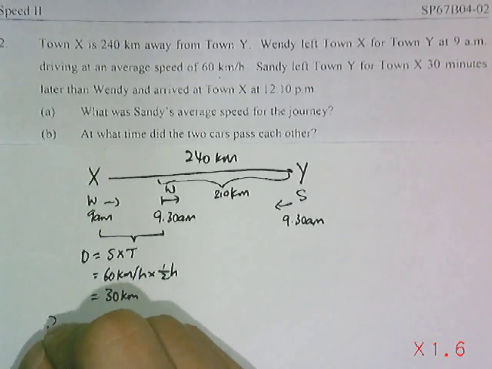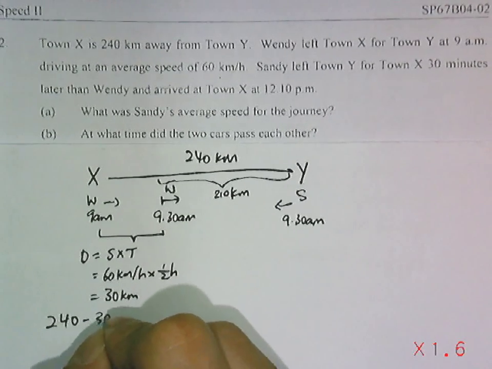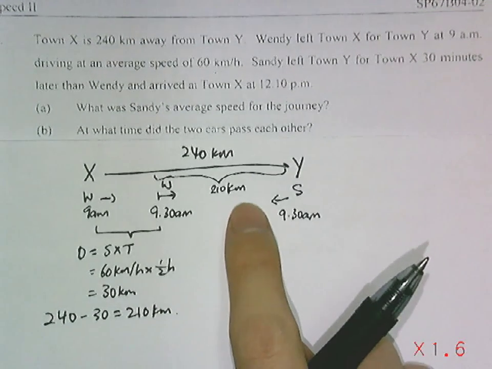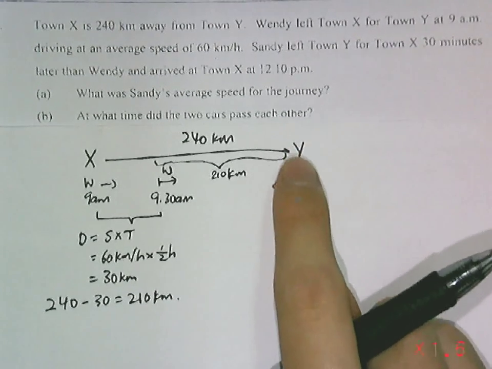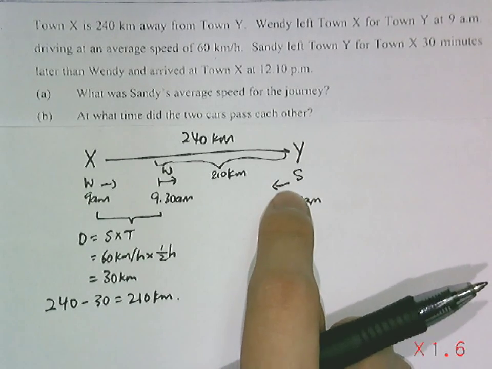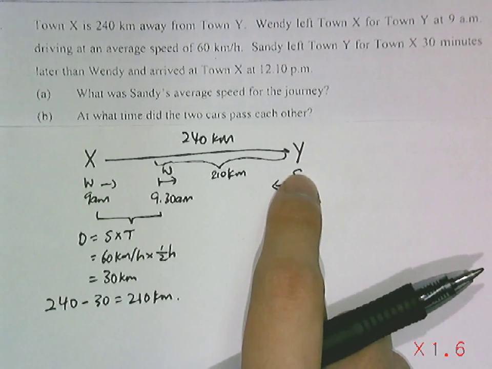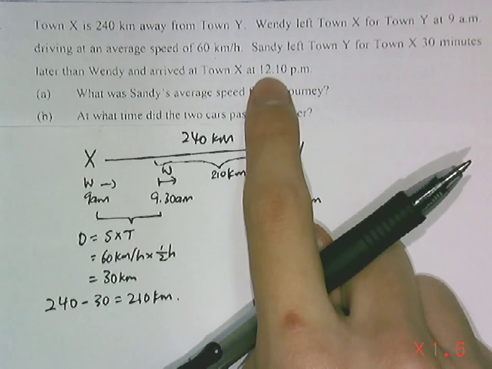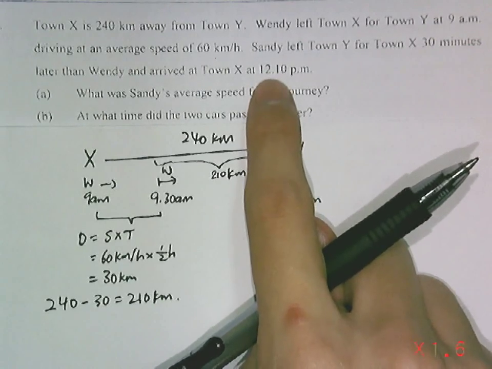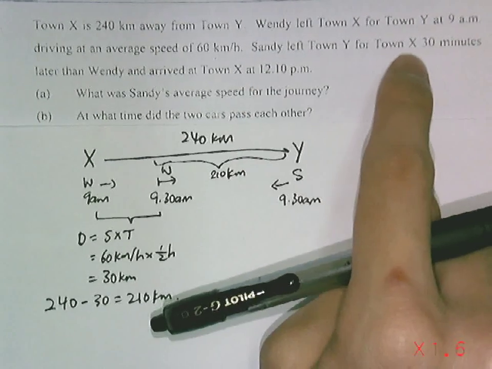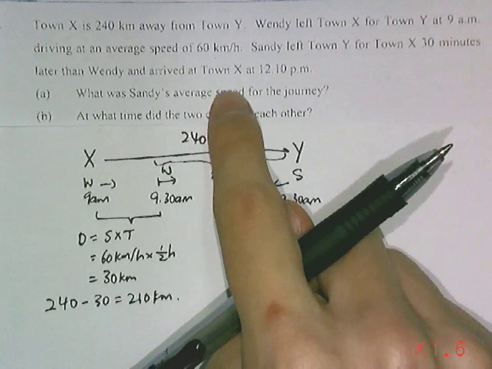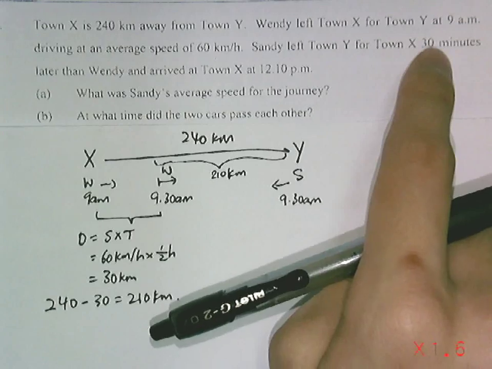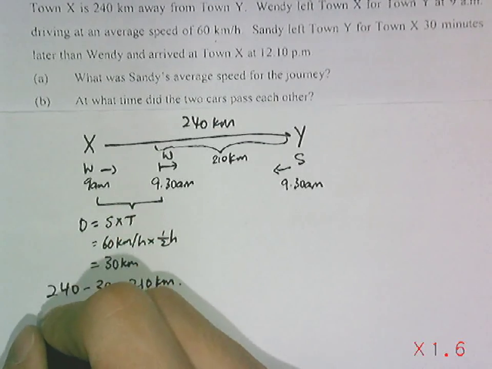We are also given that Sandy will cover the entire 240 kilometer distance within a certain time. So the time taken can be found from the difference between 12:10 p.m. and 9:30, because Sandy started off later. So we go straight to finding the average speed.